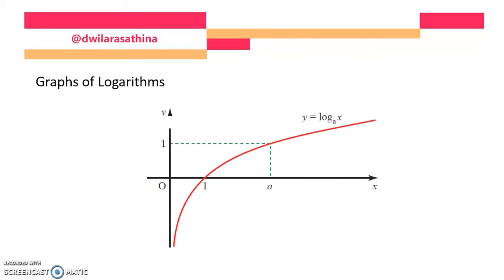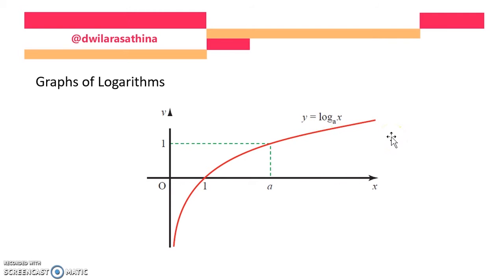Now, I want to show you the graph of logarithms. Whatever value of the base a is, as long as it is greater than 1, the graph of y equals log a of x has the same general shape, like this. The graph has the following properties. Number 1, the curve crosses the x-axis at (1, 0). Second, the curve only exists for positive values of x.